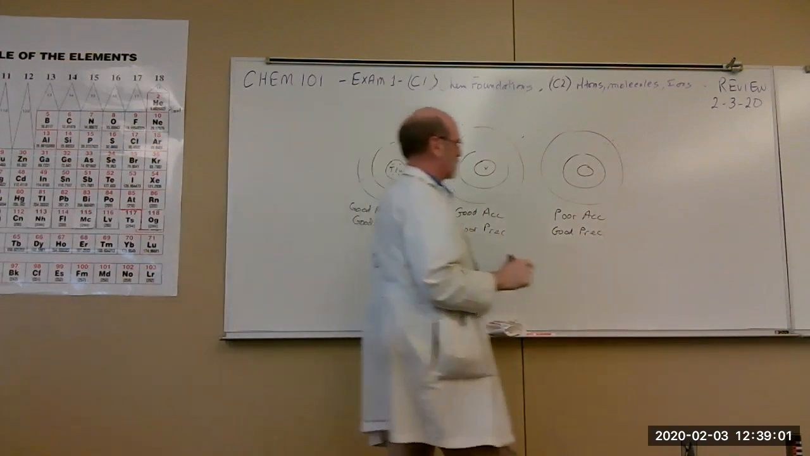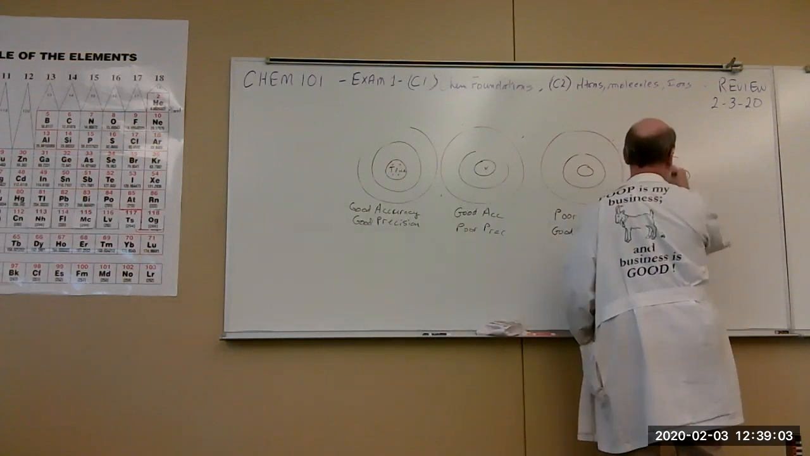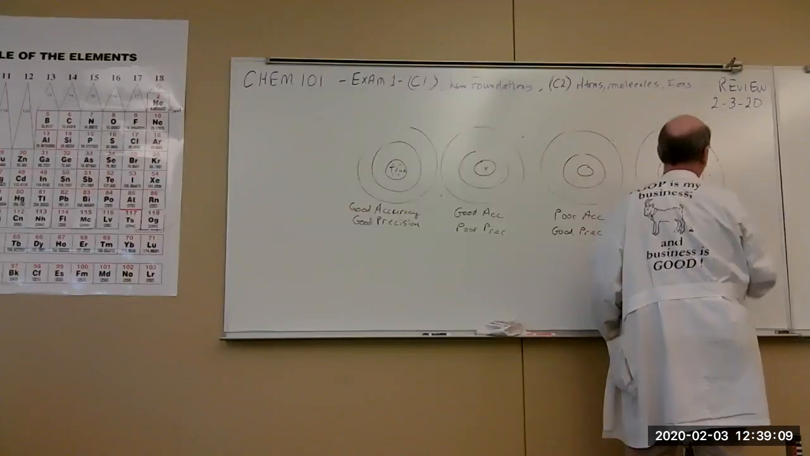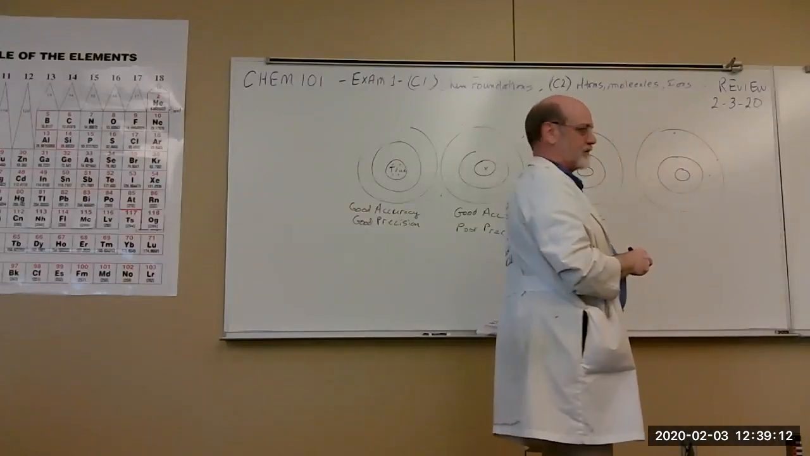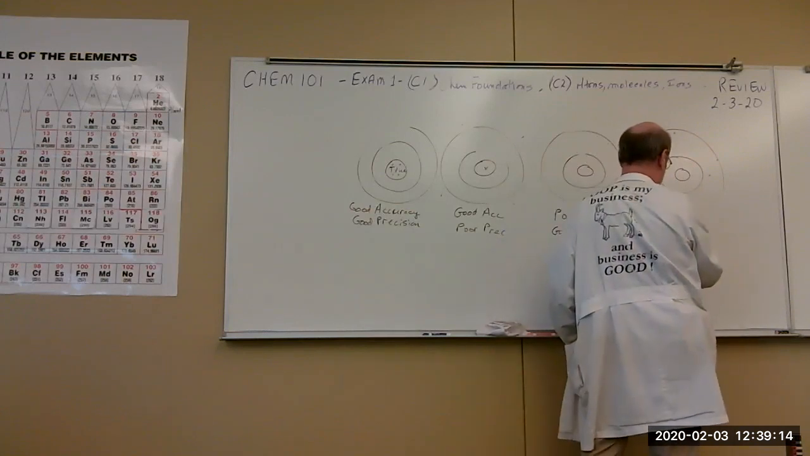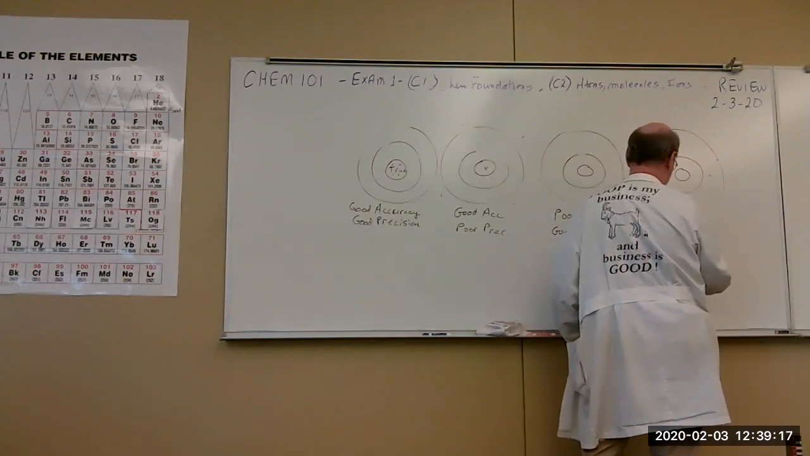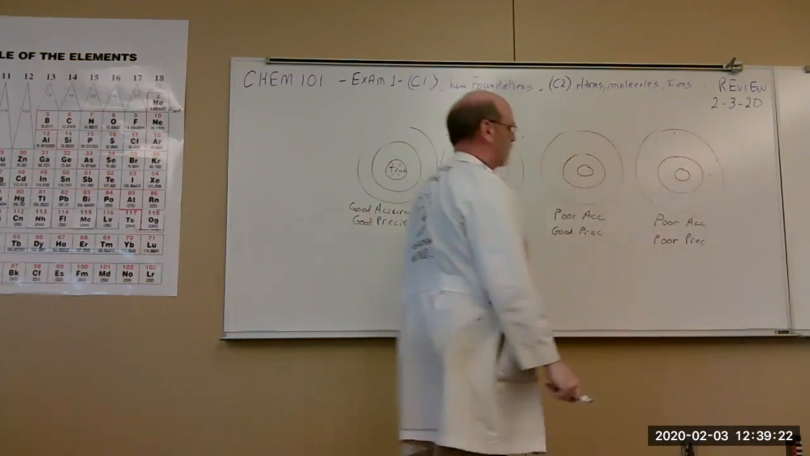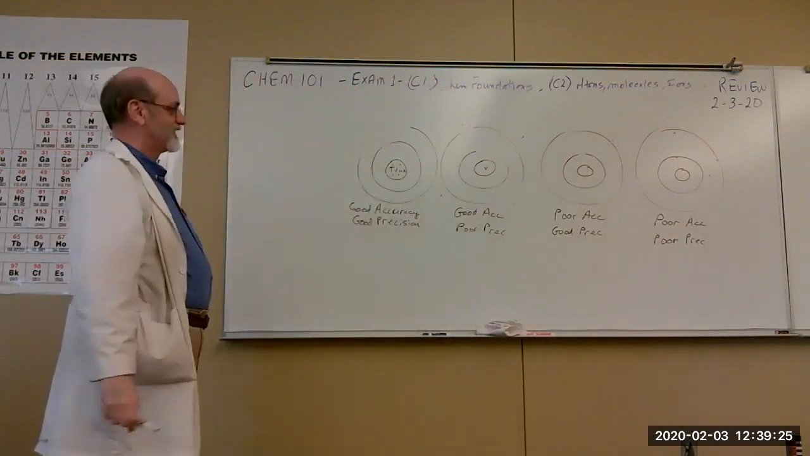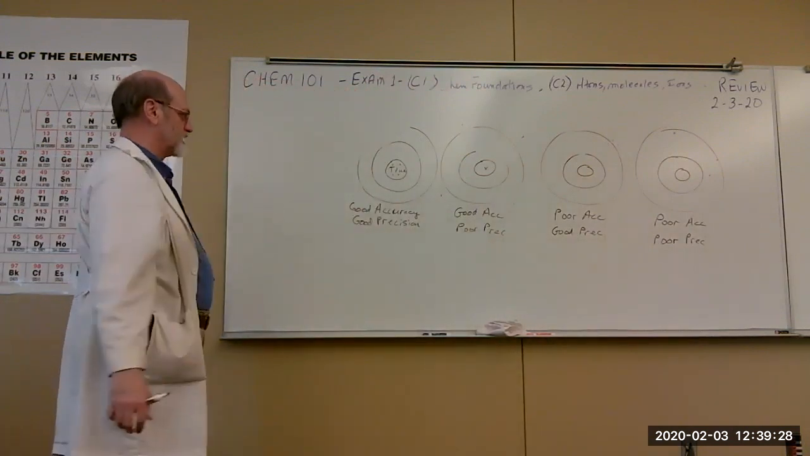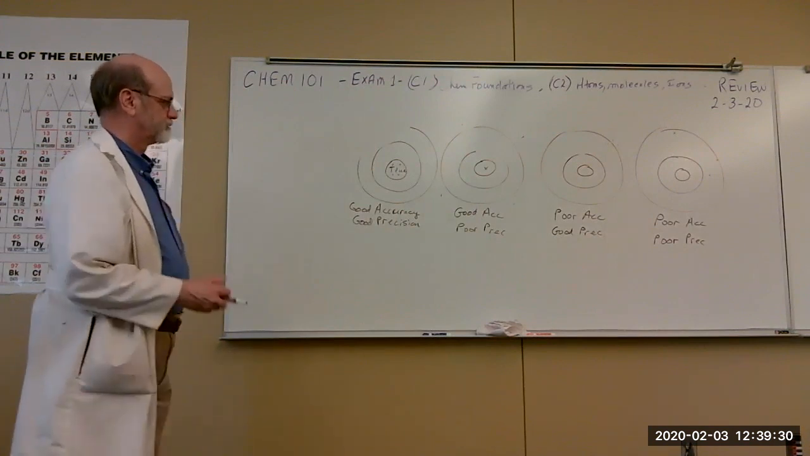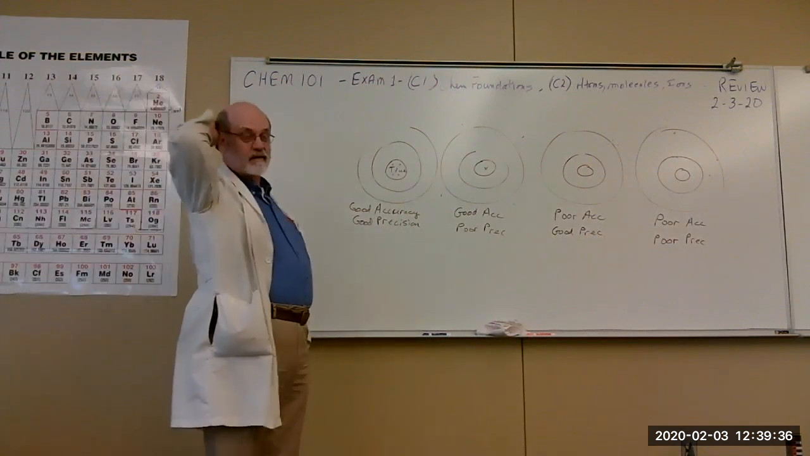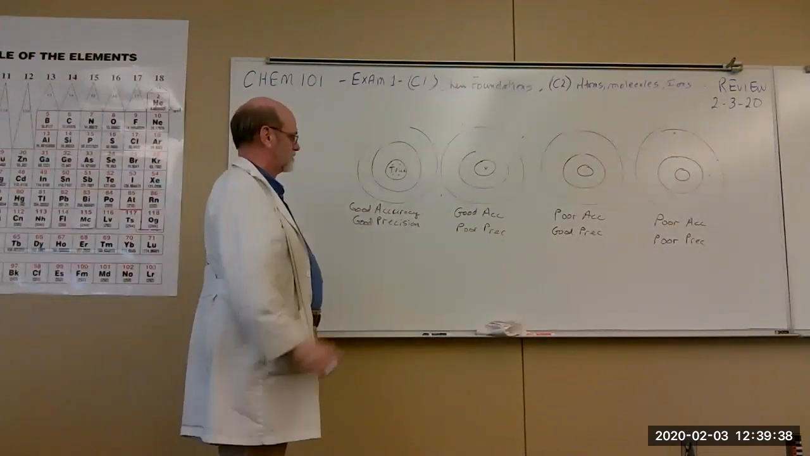Okay, and then the last one. Something like that. Both of them are poor. Poor accuracy, poor precision. You really have to try and get that one. Yeah. Those are the four possibilities. Getting the poor accuracy and poor precision is very hard to do unless you're trying.